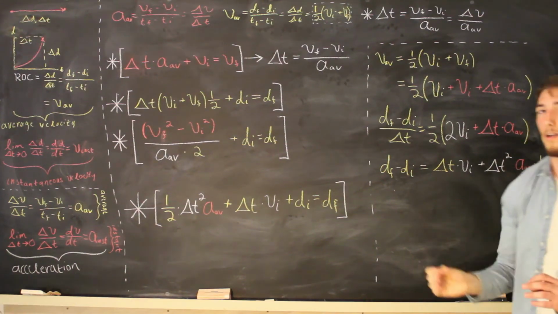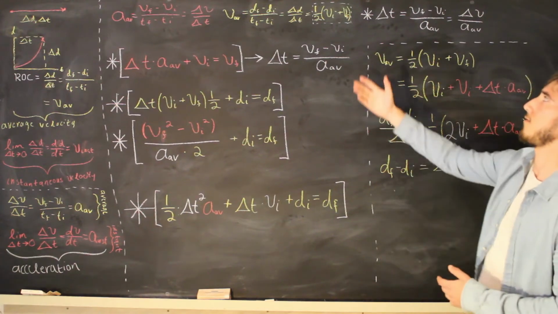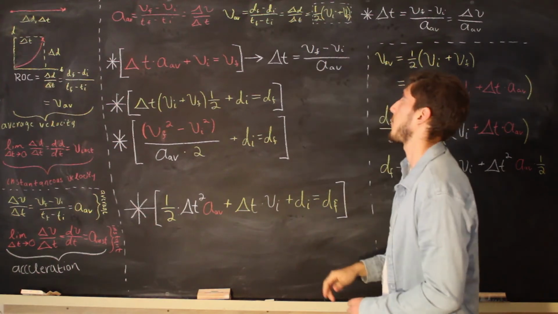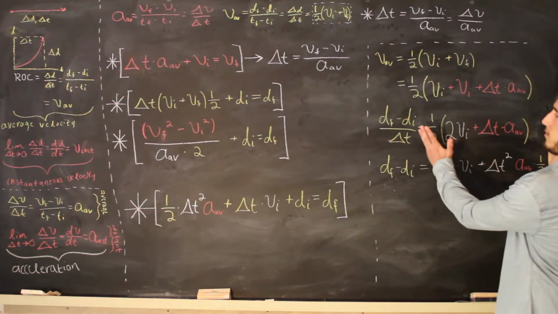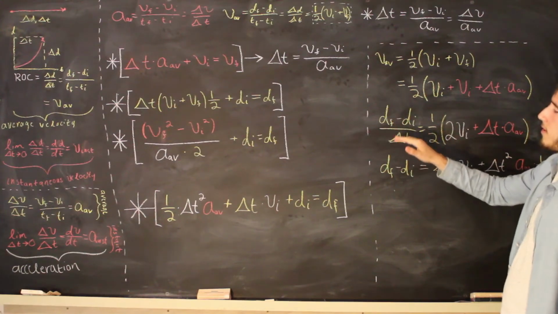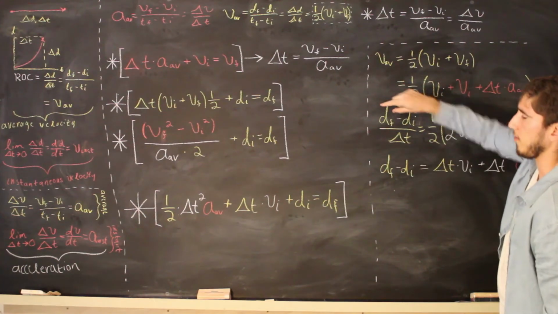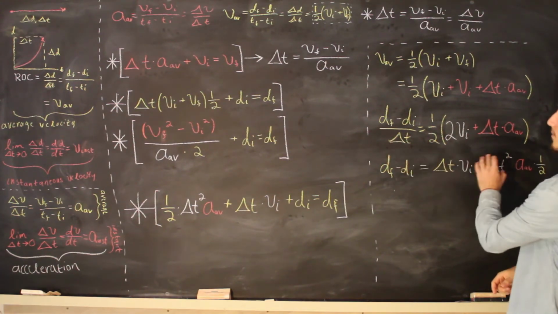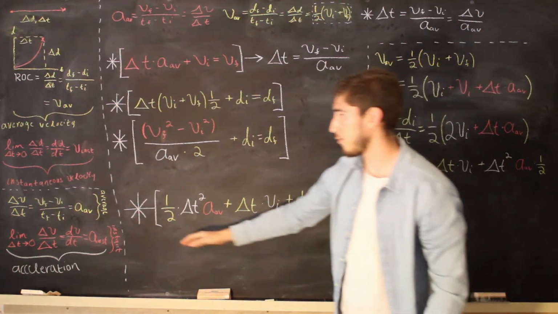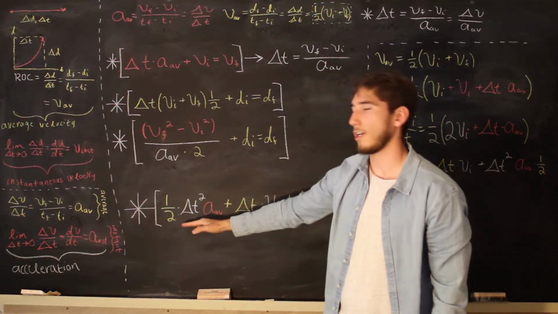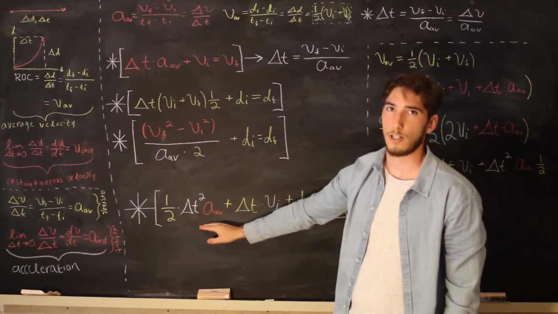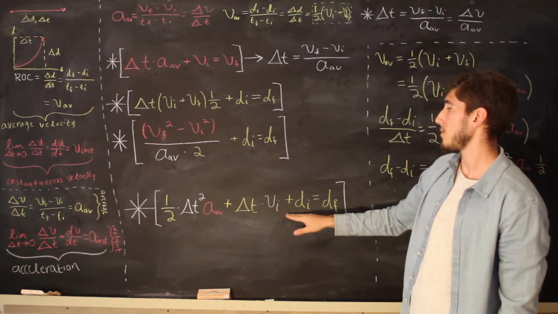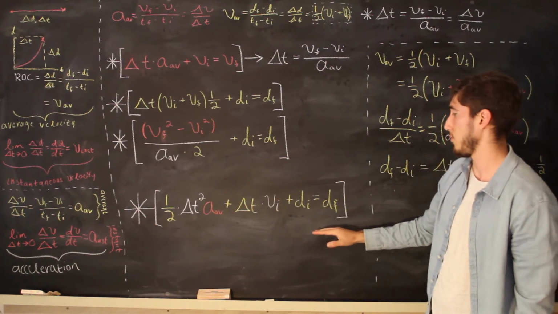But we know that velocity average is not just equal to v initial plus v final over 2. It's also equal to a change in distance over a change in time. So let's set the formula that we just derived equal to the change in distance over time. After all, we are looking for distance final. And it is here. All we have to do is multiply over change in time and then add the initial, and we're going to get 1/2 times change in time squared times acceleration average plus change in time times velocity initial plus distance initial, which is going to be equal to distance final.